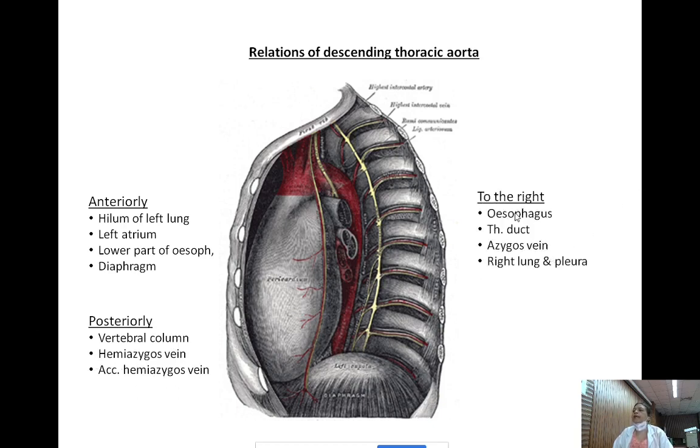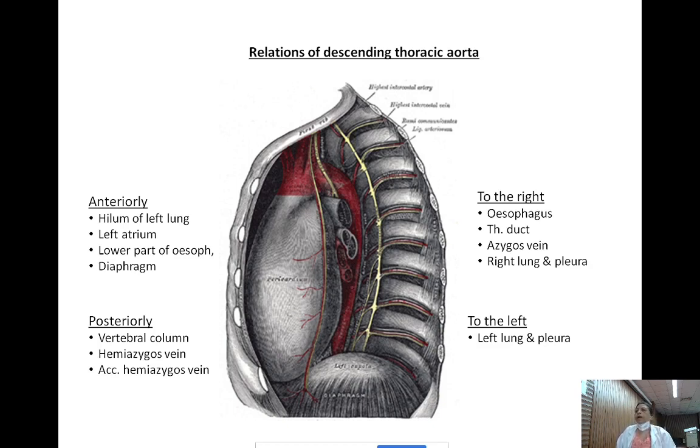On the right side, it is related to the esophagus. Along with the esophagus, there will be the thoracic duct and the azygous vein. Left side, there will be the hemiazygous vein. On the right side, there will be the azygous vein. And it is also related to the right lung and pleura, but it doesn't give any impression to the right lung and pleura because it is more towards the left side. And to the left side, the left lung and pleura, it is very close to the left lung and pleura. So that is the relations of the descending thoracic aorta.